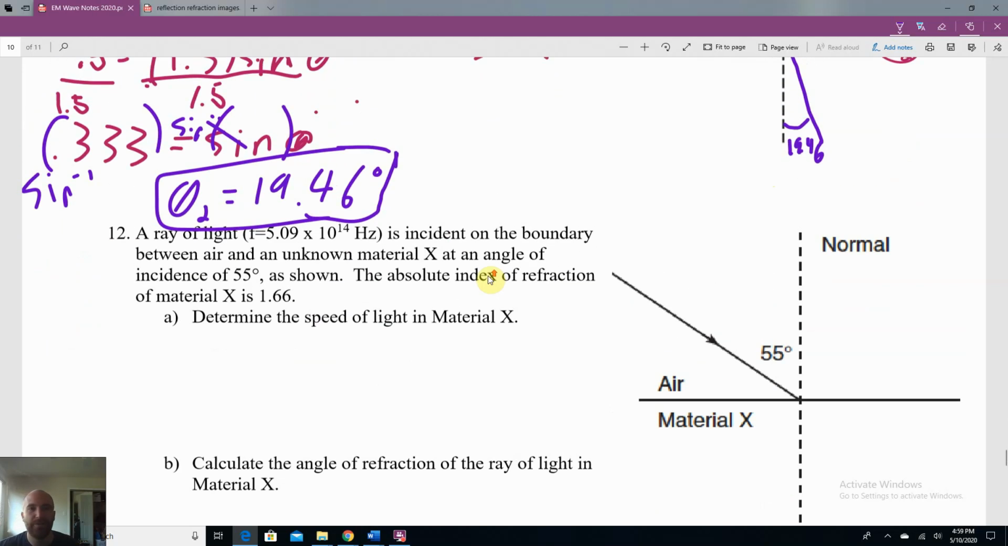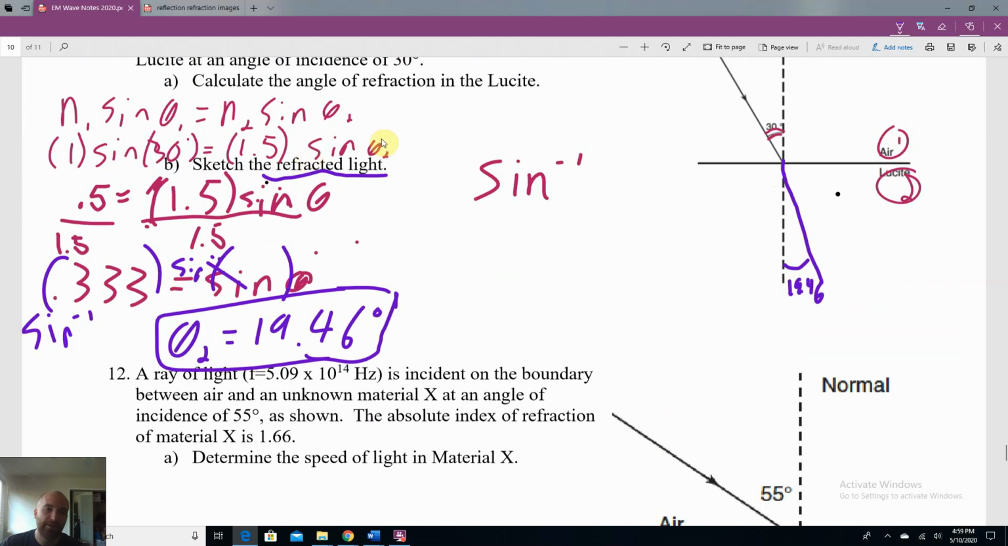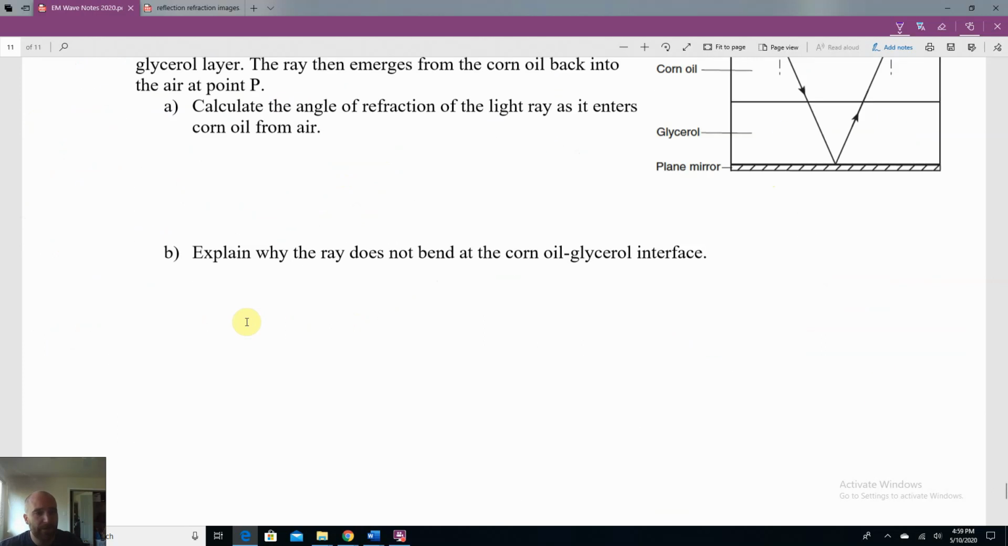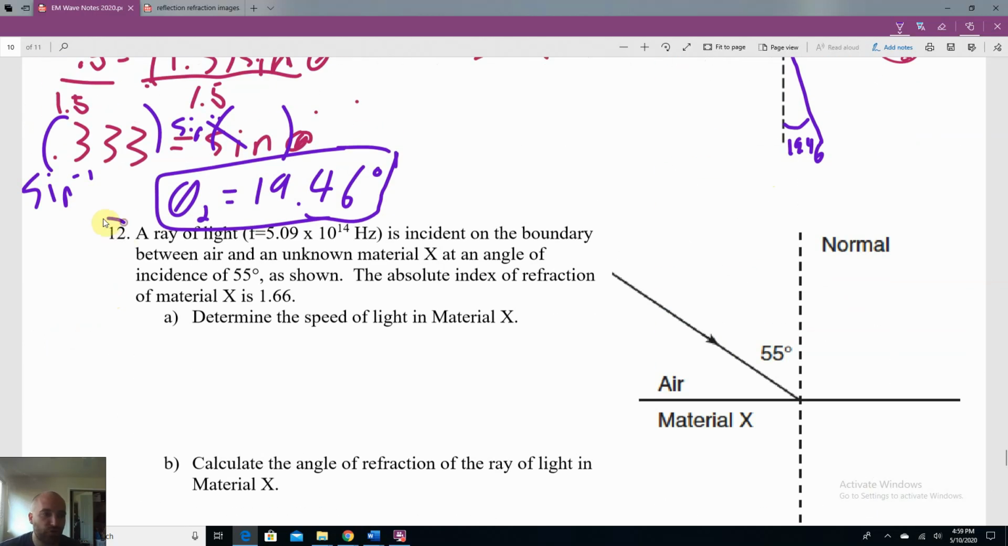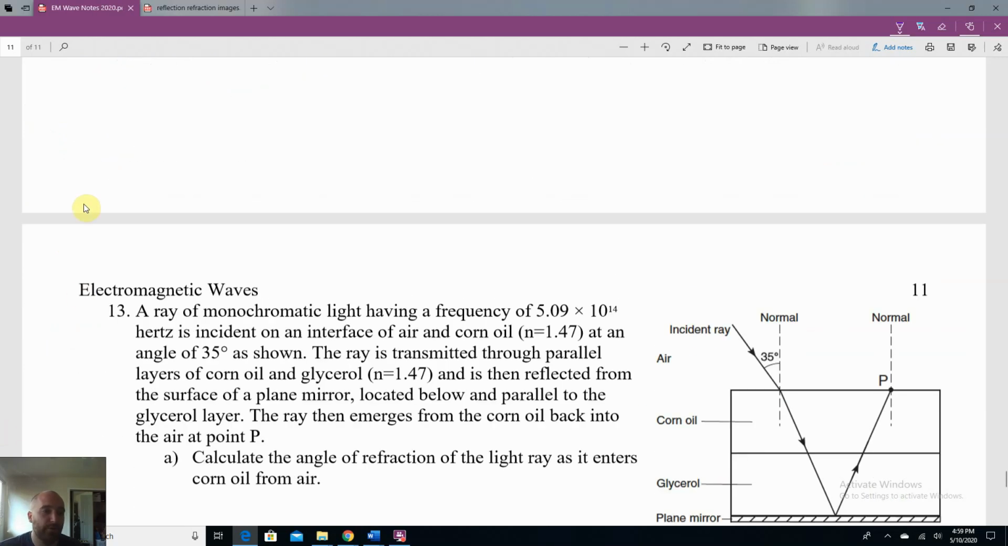So these problems are a little mathematically weird. It's just like a strange equation. But that's our idea. So we're going to do 12 and 13. I want you to try both of them. So try number 12, I'm going to go over it in a minute. And then try number 13, which I will also be going over.